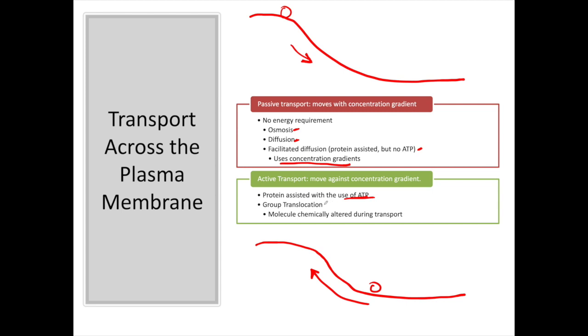Another form of active transport is called group translocation. In group translocation, I would have a whole bunch of people. Think about the old-fashioned firehouses, right? So here I have a couple of people, and each person is standing on a different part of my concentration gradient.